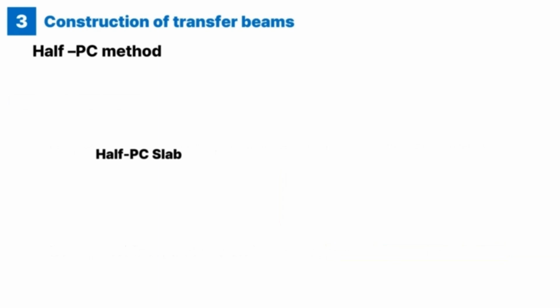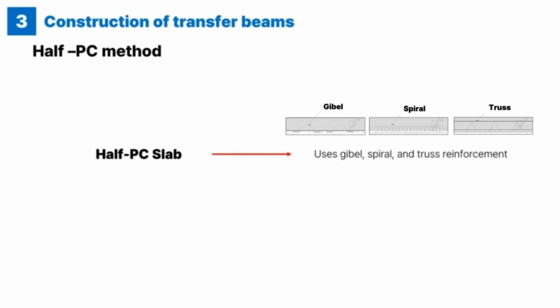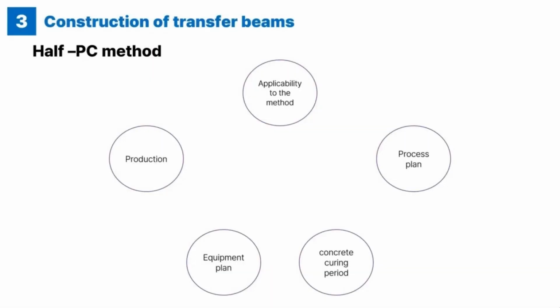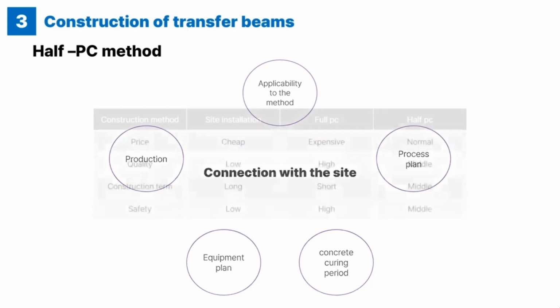The half PC slab, which can complement the vulnerability of the joint, the biggest drawback of the PC method, uses G-bar, spiral, and truss reinforcements to ensure joint unity with cutter and rough surface finish. When using this half PC slab method, you should consider the applicability to the method, production, process plan, equipment plan, concrete curing period, and the connection with the site. It should also be balanced to prevent cracks or damage during transportation and loading.